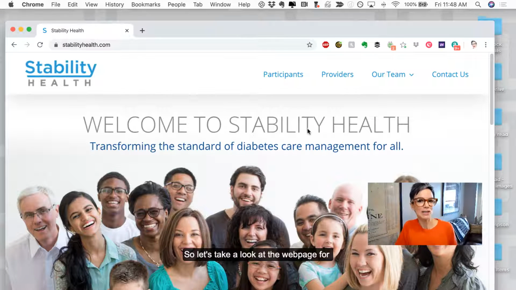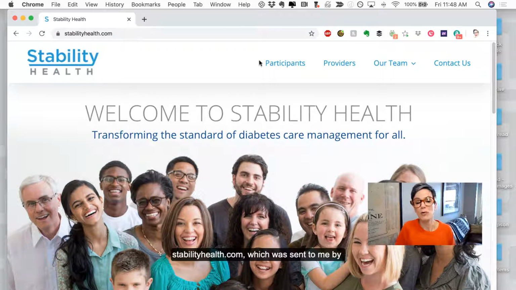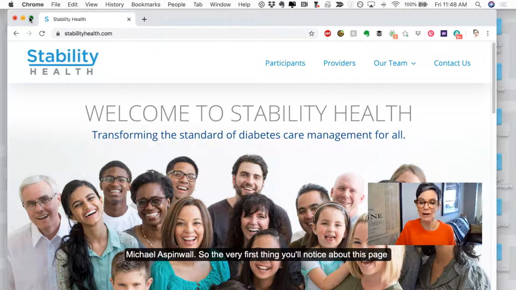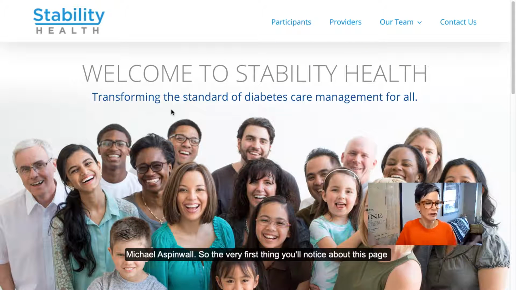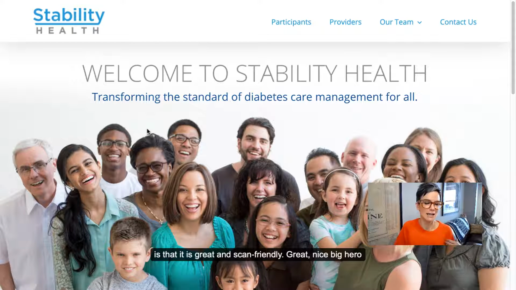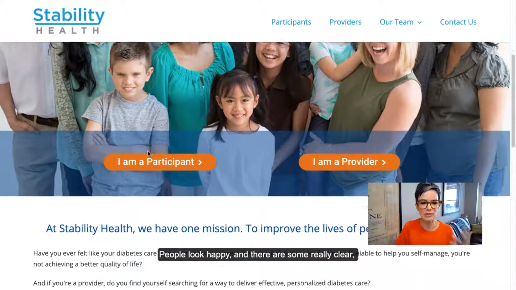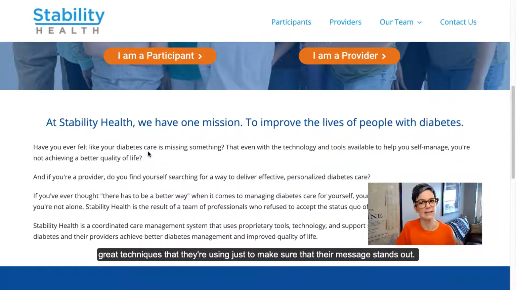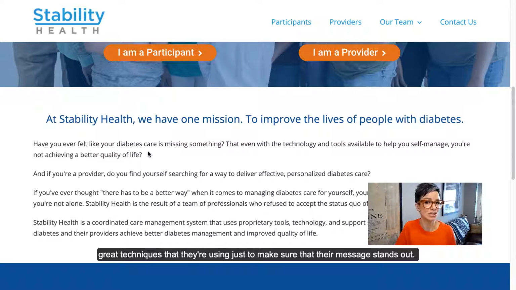So let's take a look at the web page for stabilityhealth.com, which was sent to me by Michael Aspinwall. The very first thing you'll notice about this page is that it is great and scan friendly. Nice big hero image in the front, great tagline that's welcoming, people look happy, and there's some really clear, great techniques that they're using just to make sure that their message stands out.